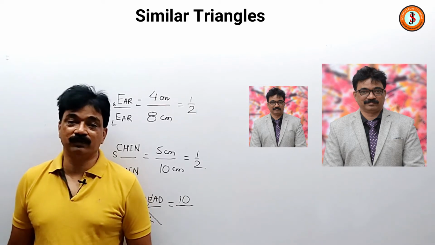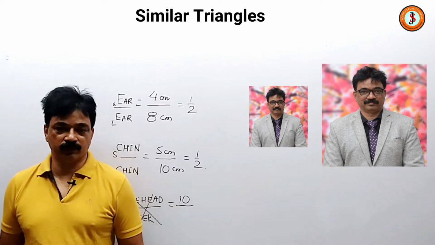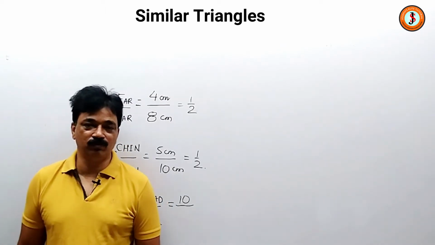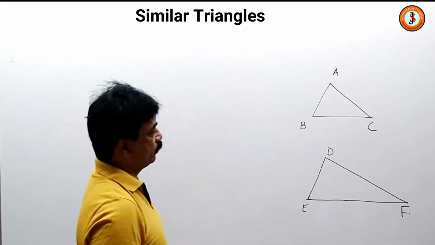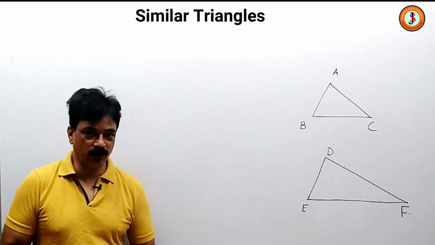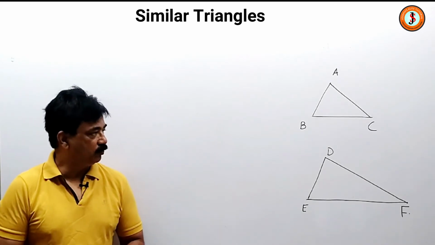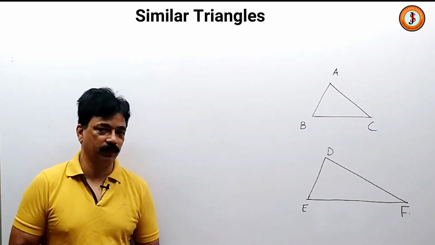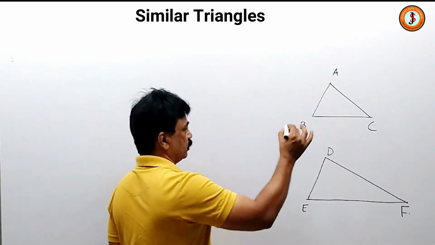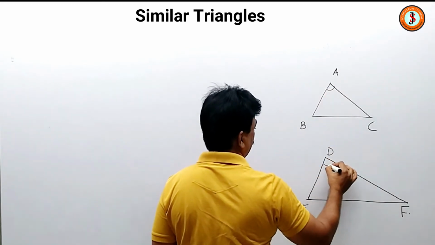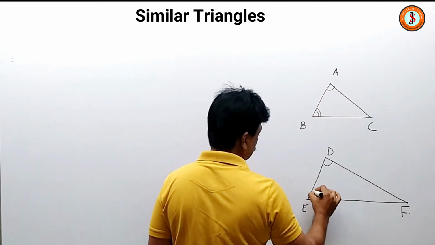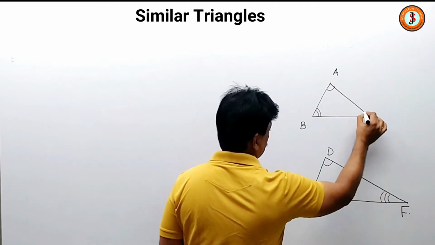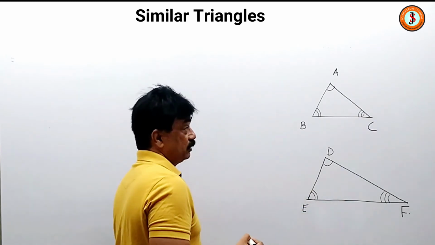Because they are equiangular, their corresponding sides will also be proportional. So we will move deeper into it, taking only triangles, similarity of triangles. Now remember, I have drawn it a little roughly, but triangle ABC is similar to triangle DEF. What does this mean? The corresponding angles will be equal in terms of magnitude, and the corresponding sides will be proportional.